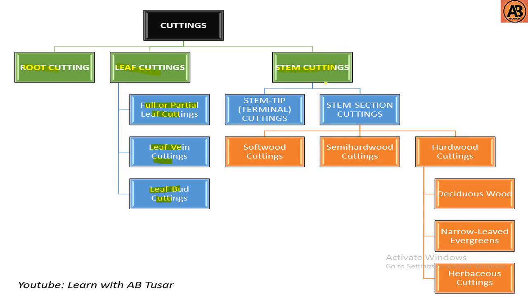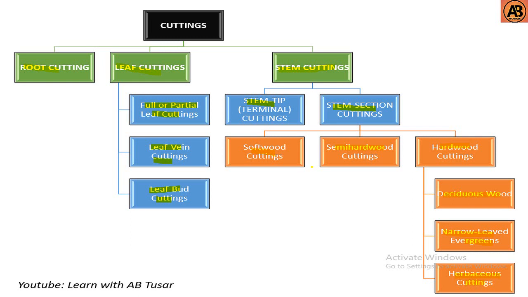Stem cutting is divided into two parts: stem tip or terminal cuttings and stem section cuttings. Then stem section is also subdivided into three parts: softwood cuttings, semi-hardwood cuttings and hardwood cuttings. Then hardwood cuttings are also divided into three parts: deciduous wood, narrow-leaved evergreens and herbaceous cuttings. All of these are discussed briefly in the next part.